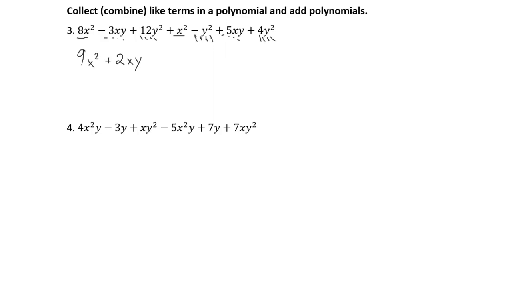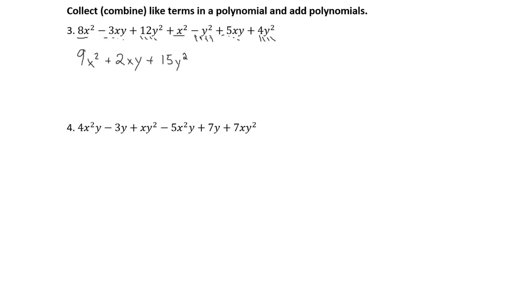And then I'm going to look at my y squared values. So I have 12y squared minus y squared and 4y squared. So 12 minus 1 gives me 11. 11 and 4 give me 15y squared. And so now we have x squared and y squared and the xy in the middle. Right? And those cannot be combined anymore because those are different variable parts.